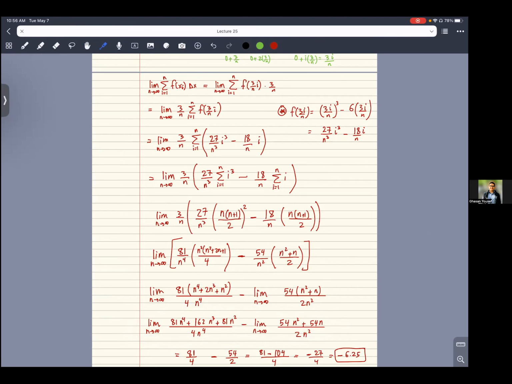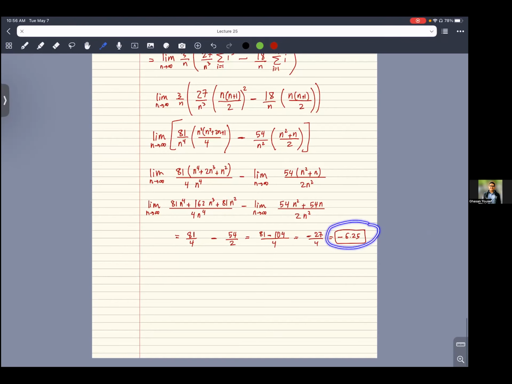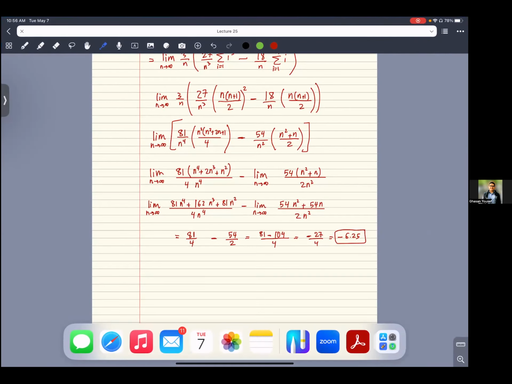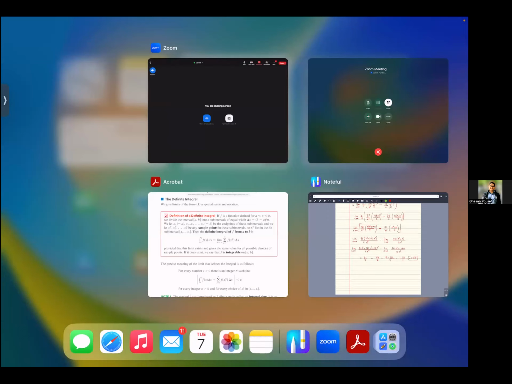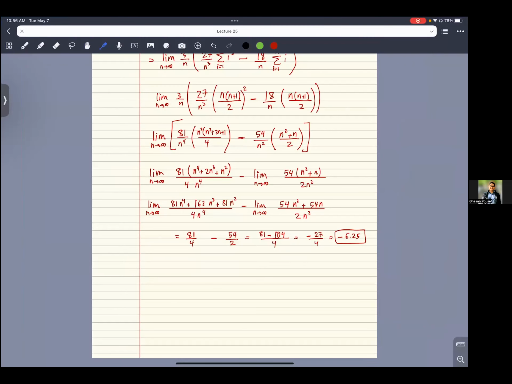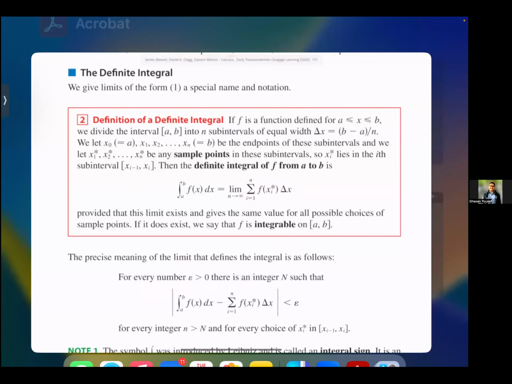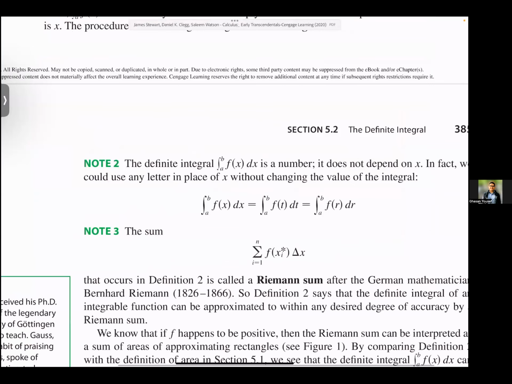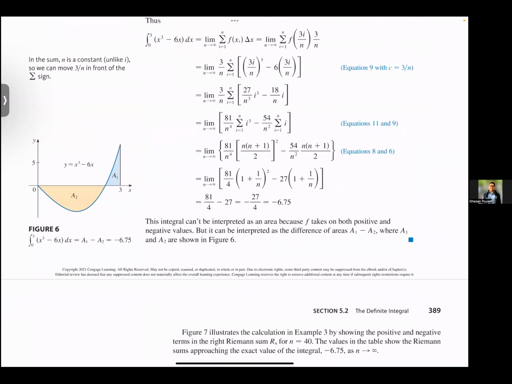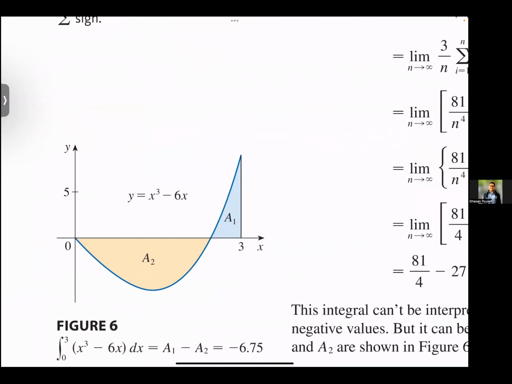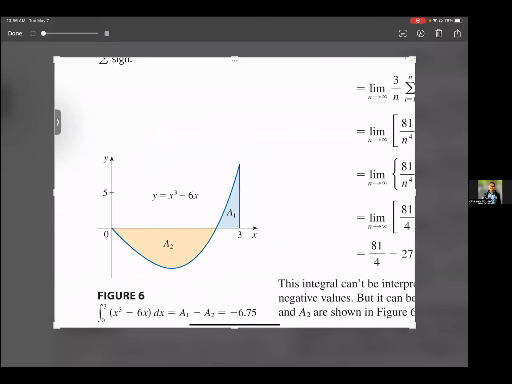Make sense? Again, why is it negative here? Because the area below the x-axis is greater than the area above the x-axis. Here's the graph of this function. I'm going to take a screenshot and add it to the notes.